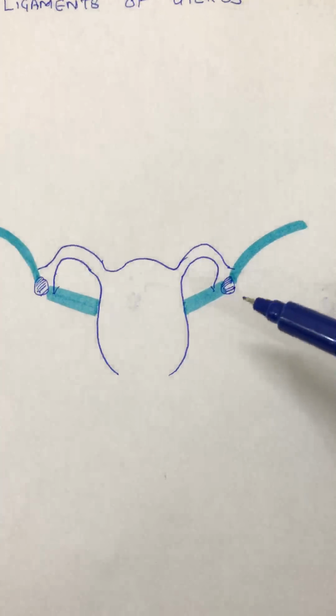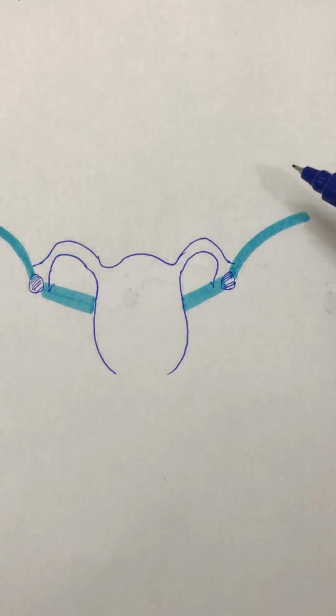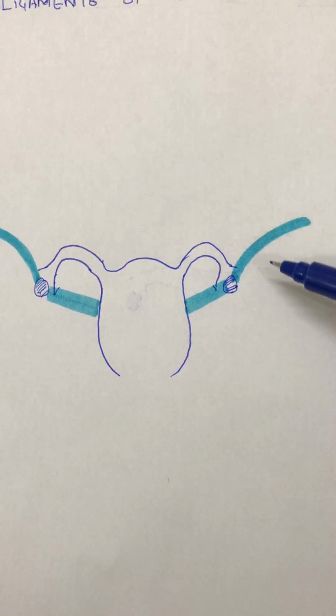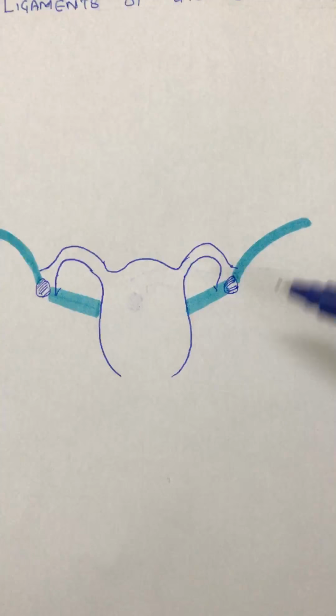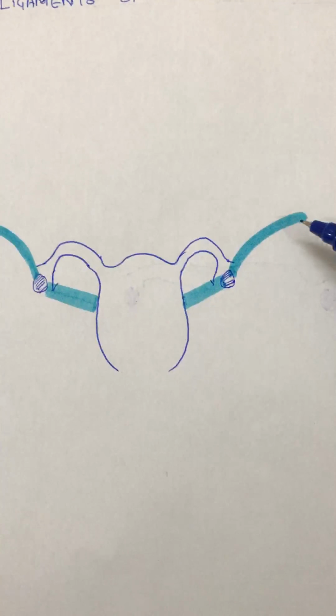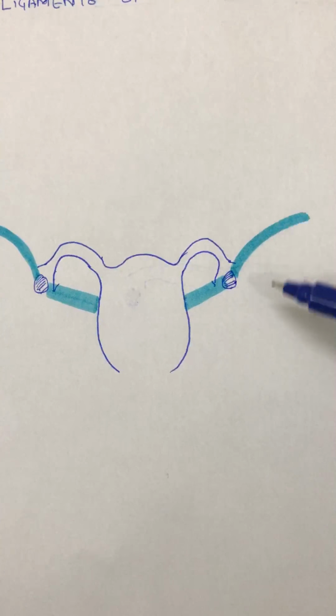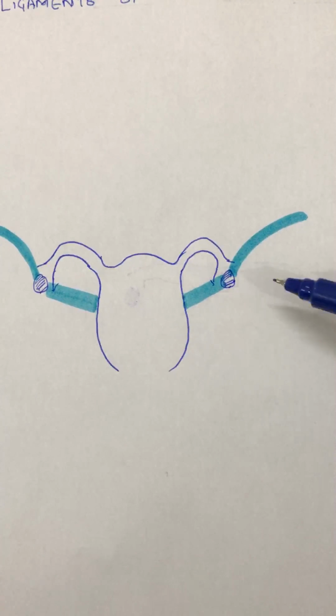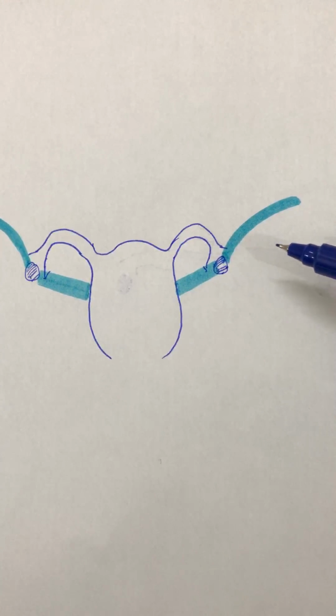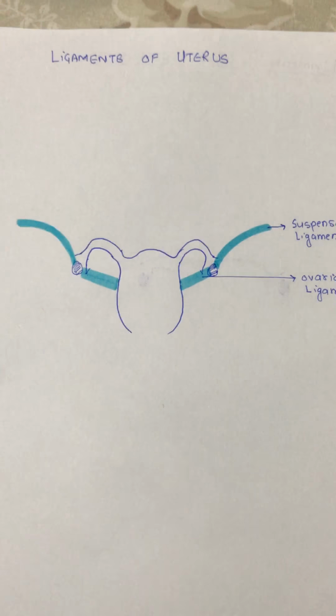The other thing to remember is that the ureter courses posteriorly to the suspensory ligament. So while dividing the suspensory ligament, one must take care that the ureter is not damaged, because damage to the ureter will ultimately cause hydronephrosis.